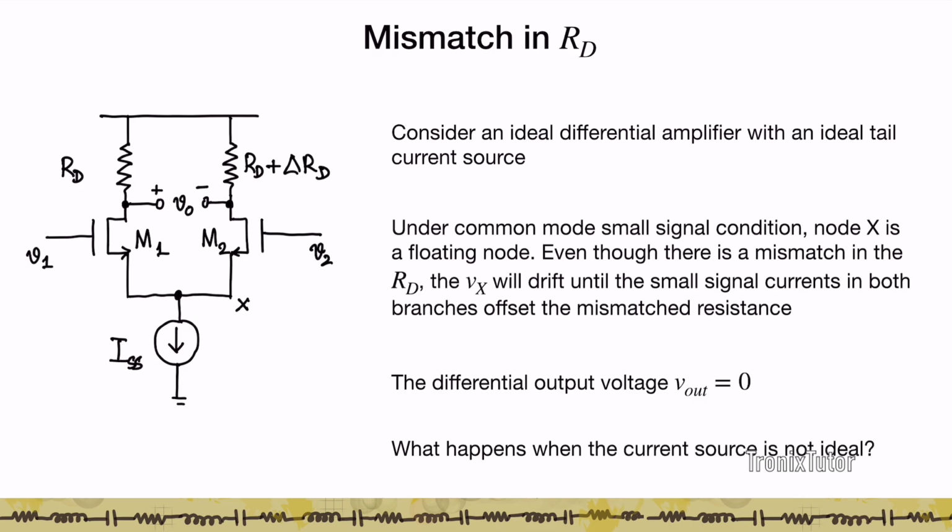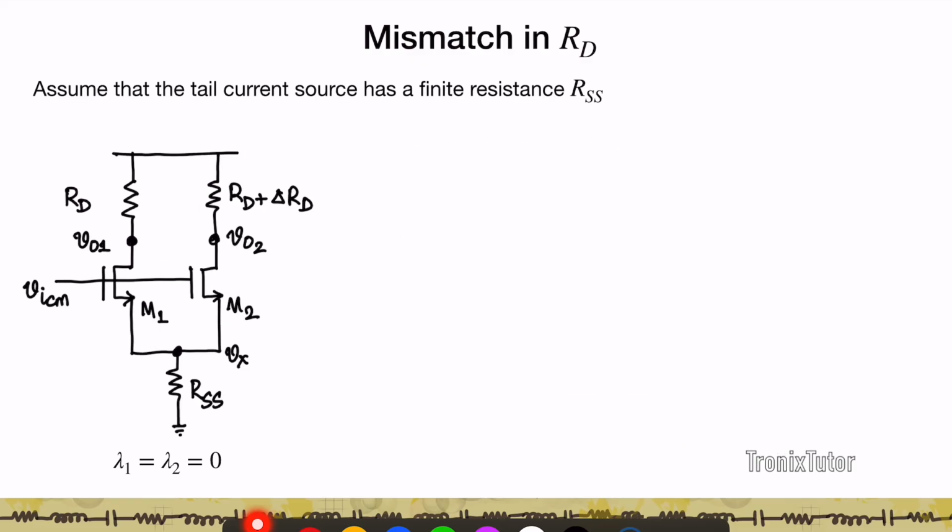Right? Now let's look at what happens. Suppose instead of having an ideal current source, I had a non-ideal current source as the tail current. What do I mean by non-ideal current source? It means that this current source doesn't have an infinite impedance. It has some finite impedance. So let's assume that that impedance is some RSS.